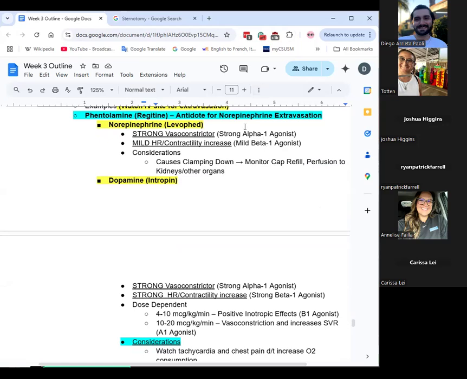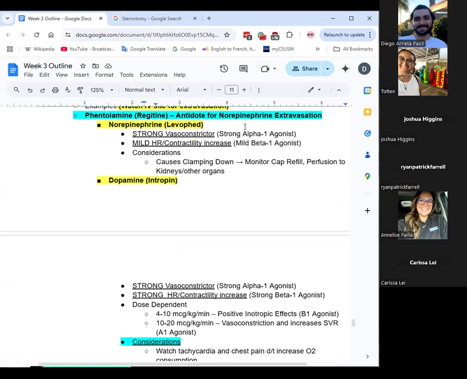I'm a nerd, so I included a bunch of details, like this is an alpha one. Don't worry about that, just worry about what it does: increase heart rate, increase blood pressure. That's all you need to know. I don't need to know that it tickles the alpha one. He does go over it, but you don't have to worry.